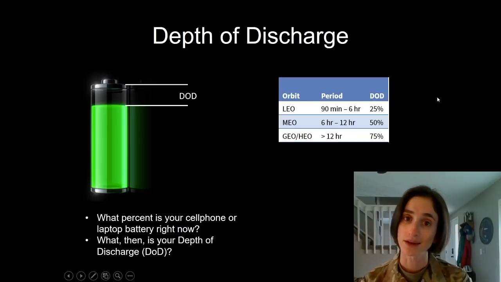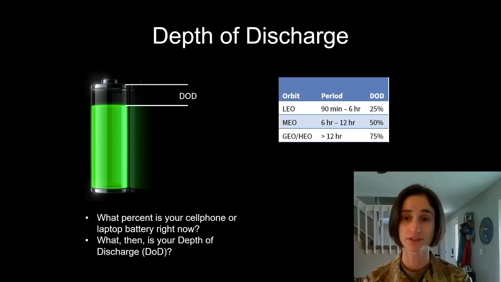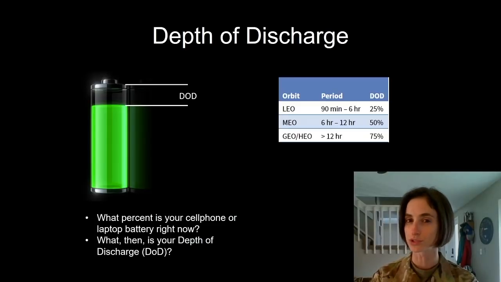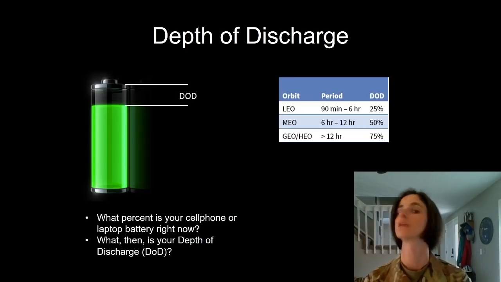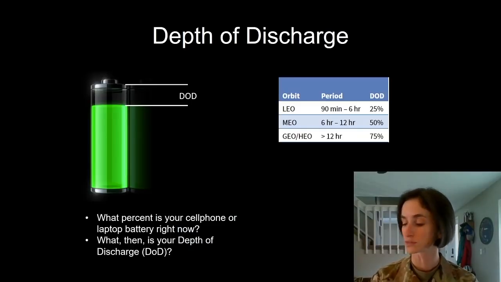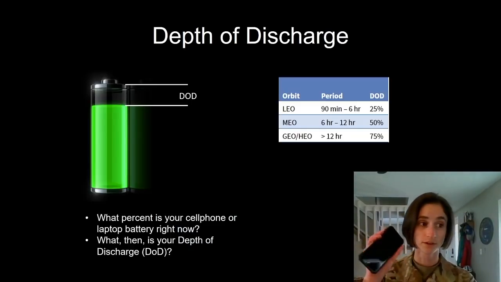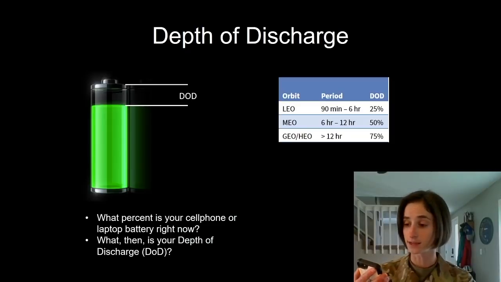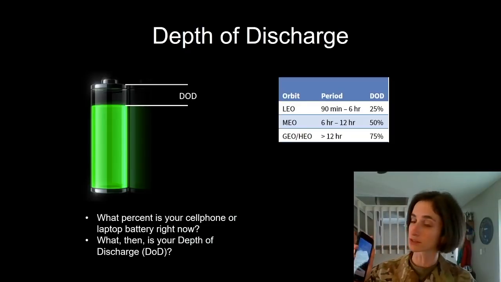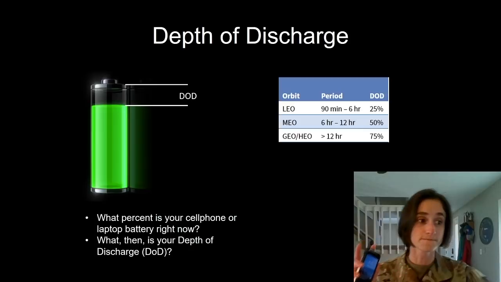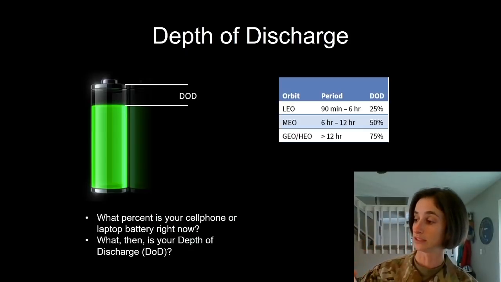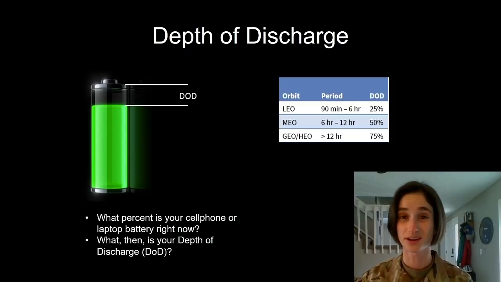So, last topic for today is depth of discharge. Depth of discharge is how deeply you have discharged your batteries. It is the opposite of what you normally are used to thinking about with a battery. And what I would ask you to do is pull out your handy dandy cell phone or your laptop and take a look at the little percent up in the right hand corner here. So right now, I've discharged mine pretty deeply. My cell phone is telling me I'm at 39%.